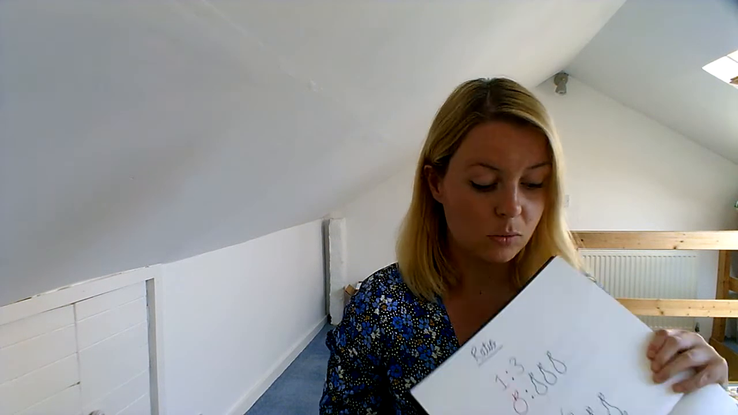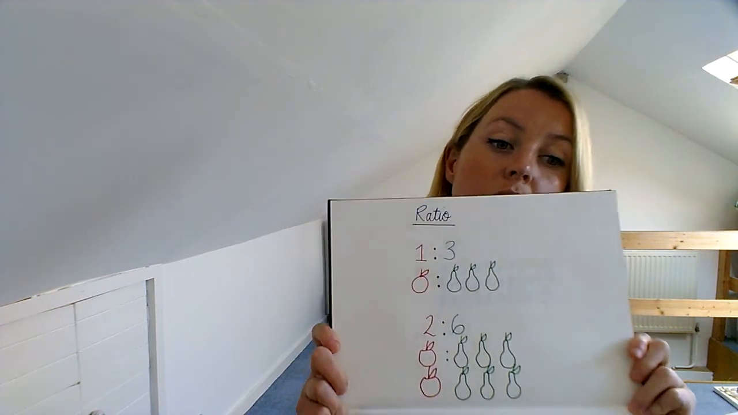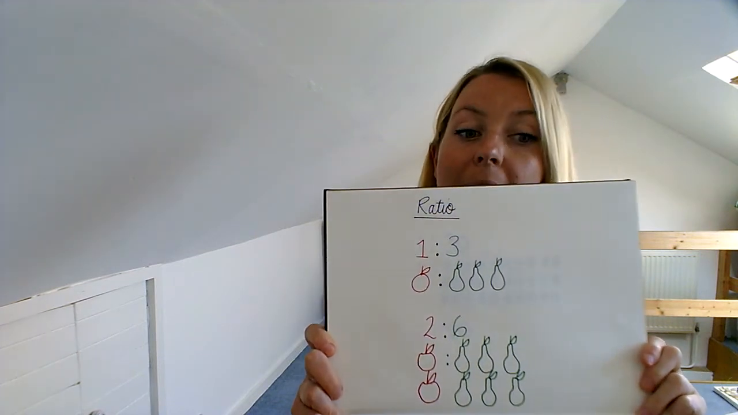But I want to multiply up my ratio now, but keep the relationship the same. So I'm going to double my amount of apples and double my amount of pears. So if I've got 1 apple and 3 pears in my fruit bowl, imagine you've got 2 fruit bowls now. So I want you to see if you can get the numbers before I reveal them. Give you a couple of seconds. You should have got 2 apples to 6 pears.